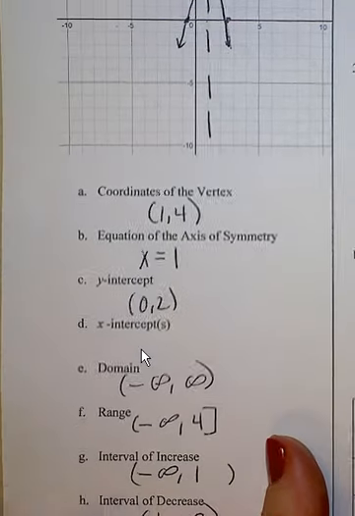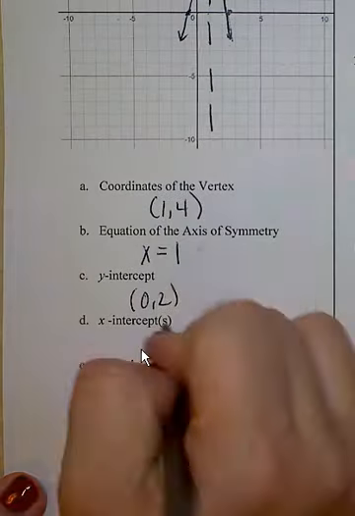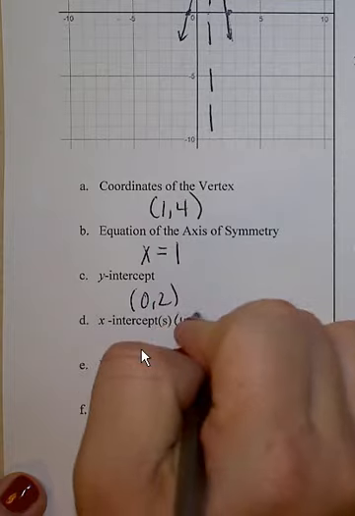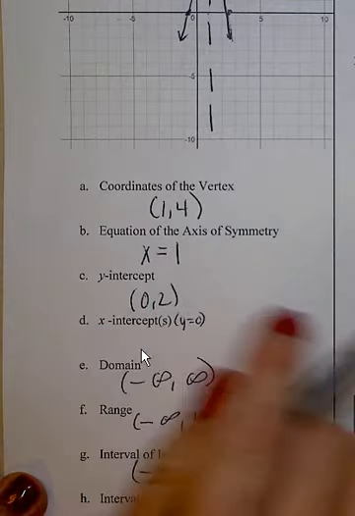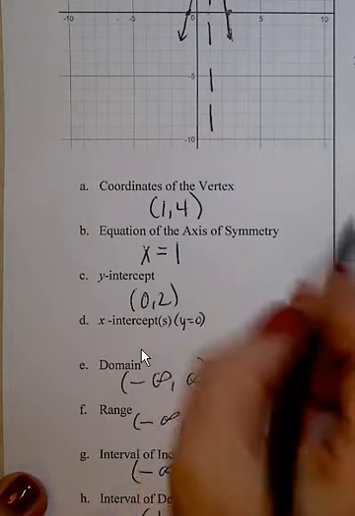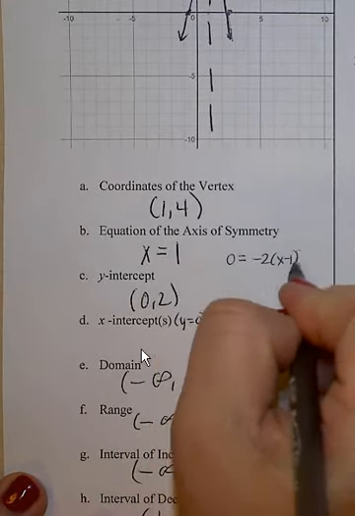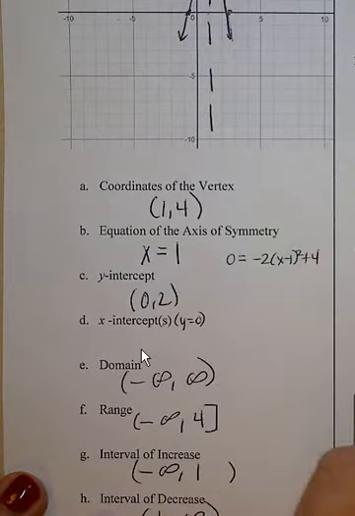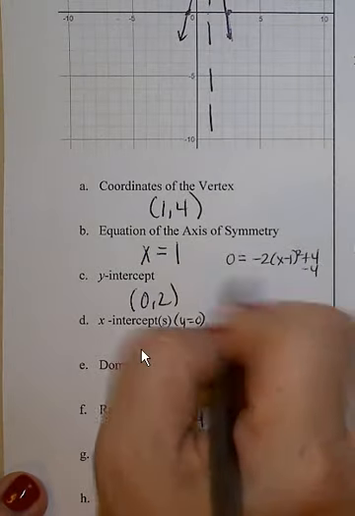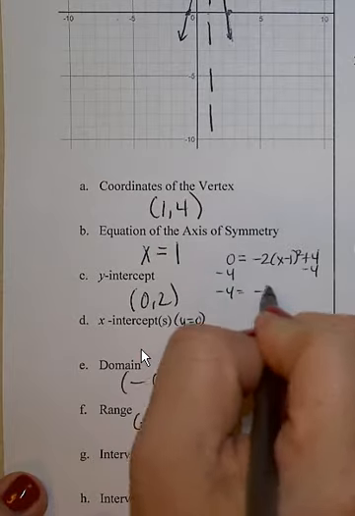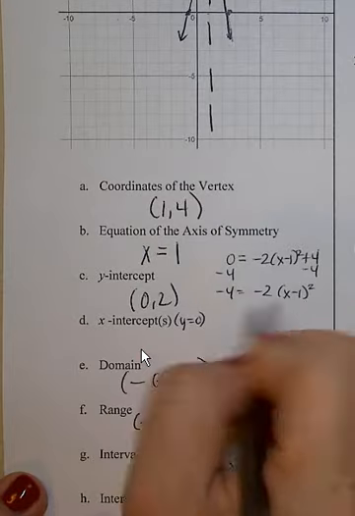Now, how do we come up with the exact x-intercepts? Well, when you find an x-intercept, the y has to be 0 all the time. So I'm going to go up to the equation and do the work right here. I'm going to substitute a 0 in for y and solve for x. I start by subtracting 4 to the opposite side. Now dividing by negative 2.